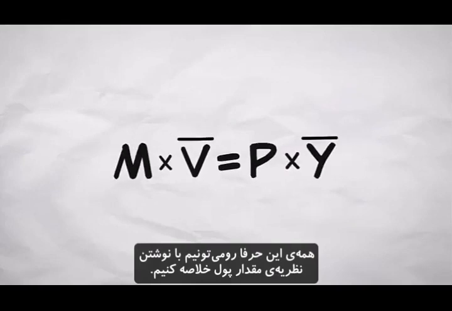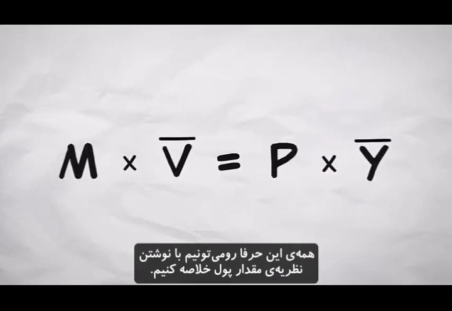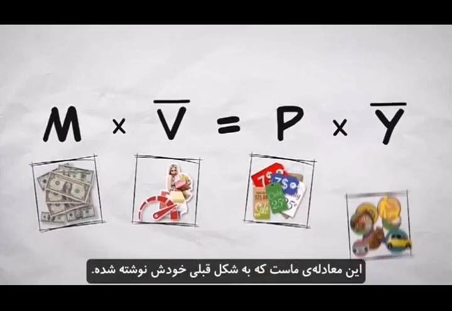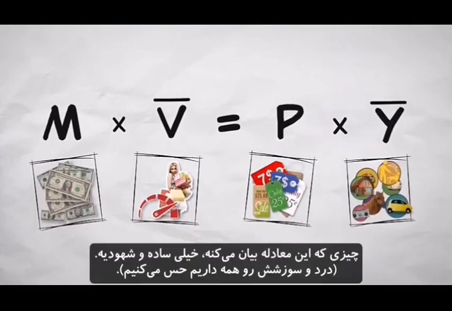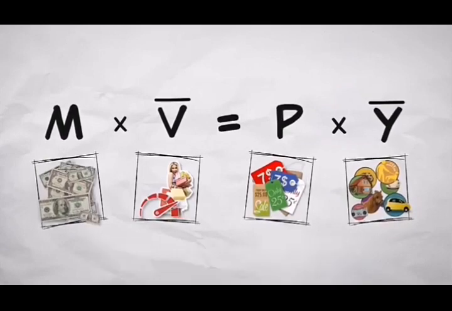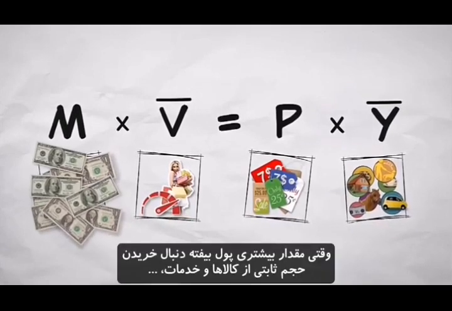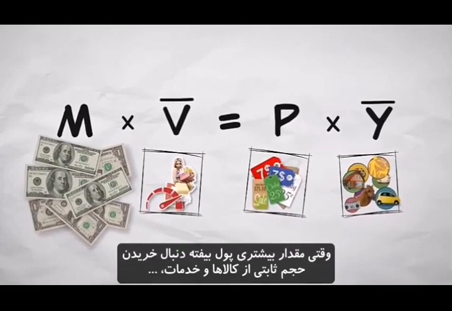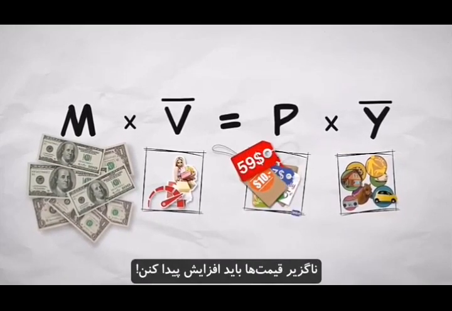We can summarize this by writing the quantity theory of money in a nutshell. Here's our equation written in the earlier form. Now what this equation says is very simple and intuitive. When more money chases the same amount of goods and services, prices must rise.